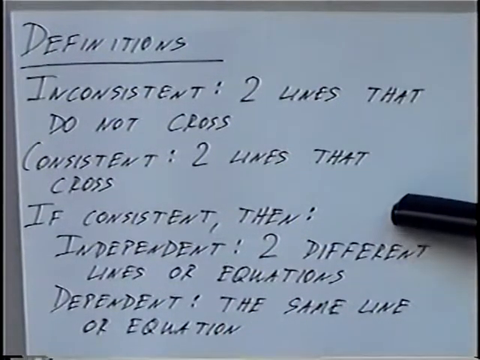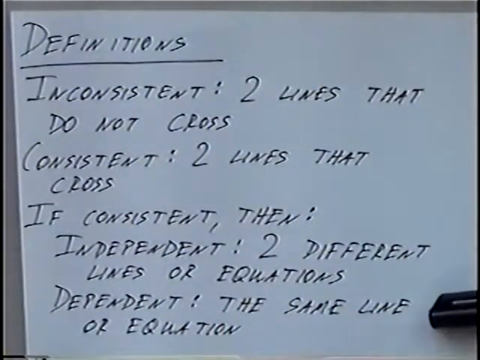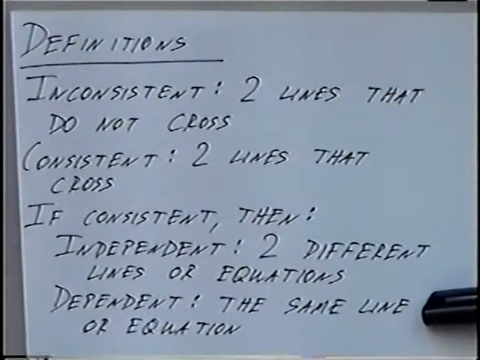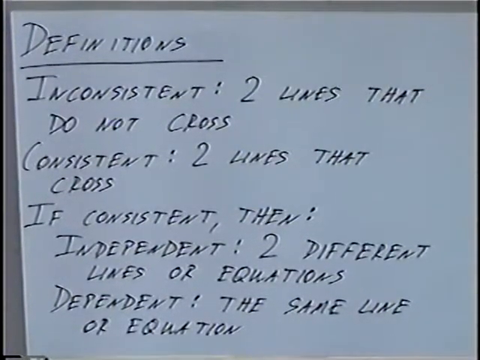If two lines are consistent, they're either independent or dependent. Independent lines are two different lines or equations, and dependent lines is the same line or same equation.